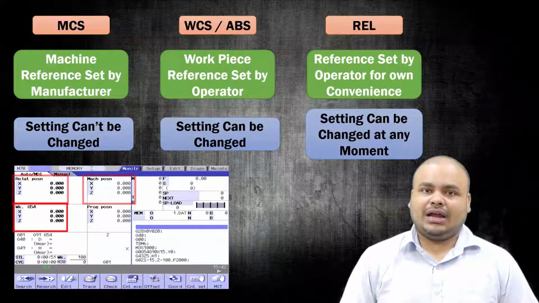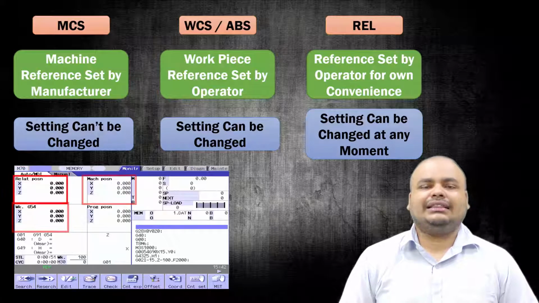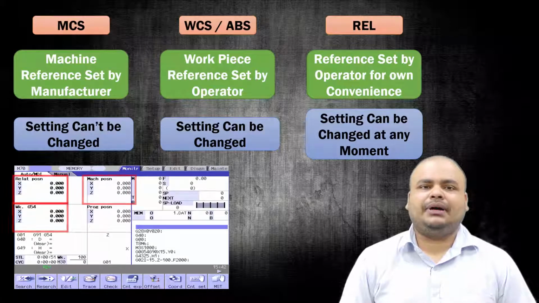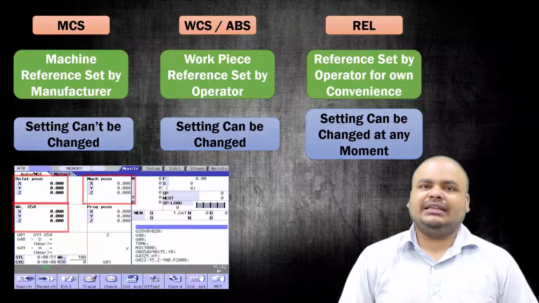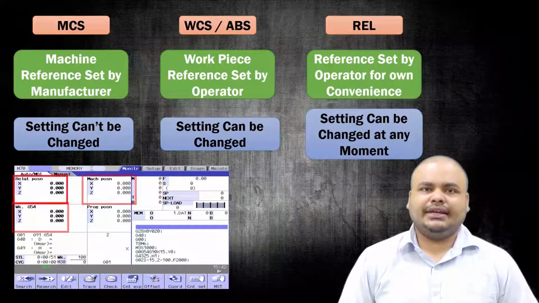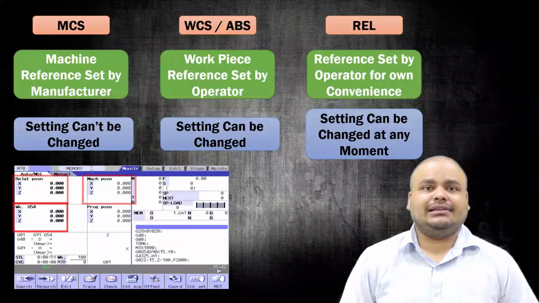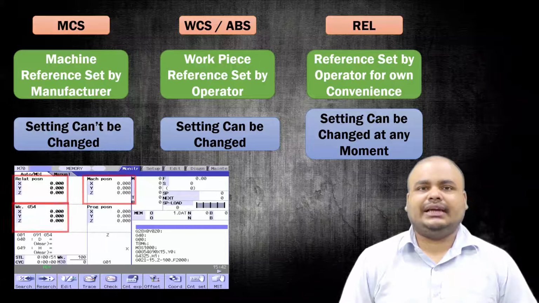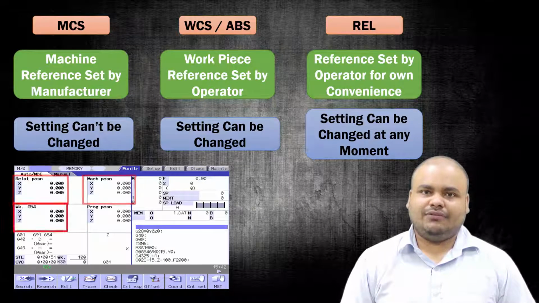And another value is there, that is the relative value. This is the reference that can be set by the operator at any time, but it will not hamper the MCS as well as the WCS. That means for the requirement or need of the operator, accordingly he or she can set these coordinate points, and once again I am repeating, it will not hamper the WCS or the absolute value. So these three things we should know.